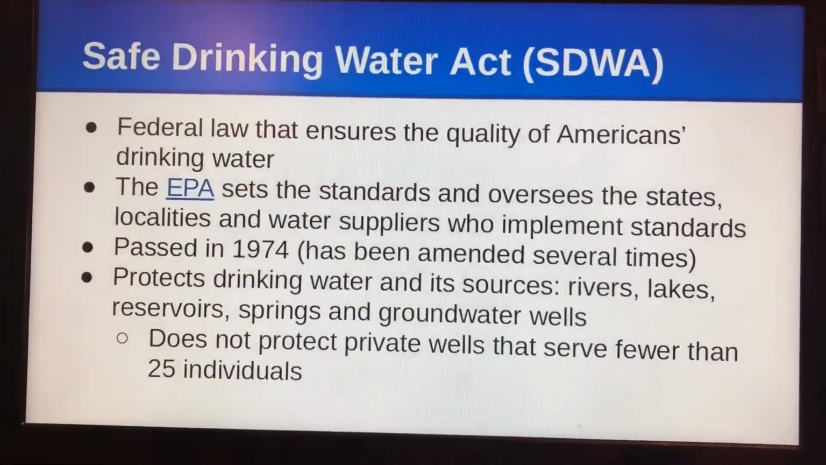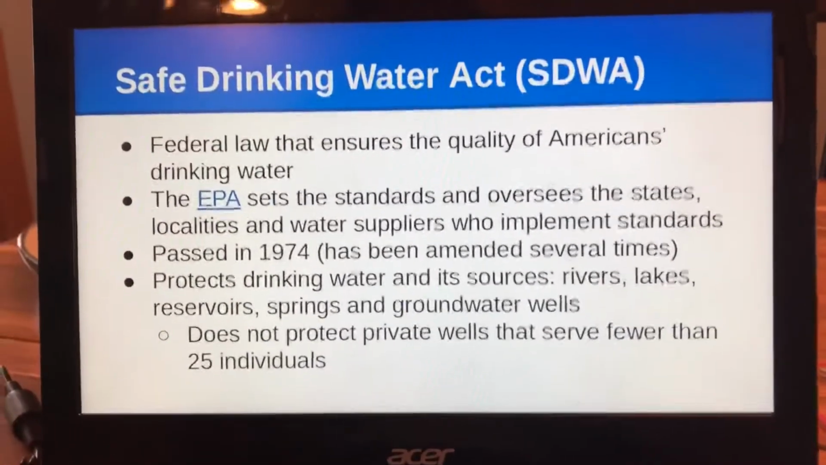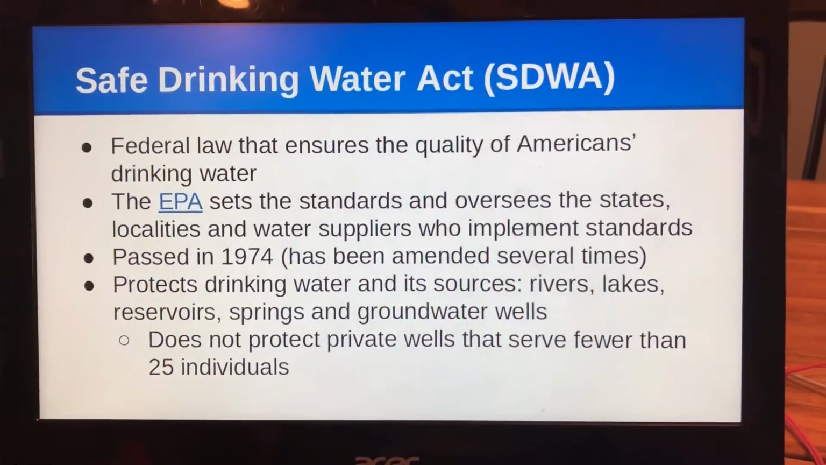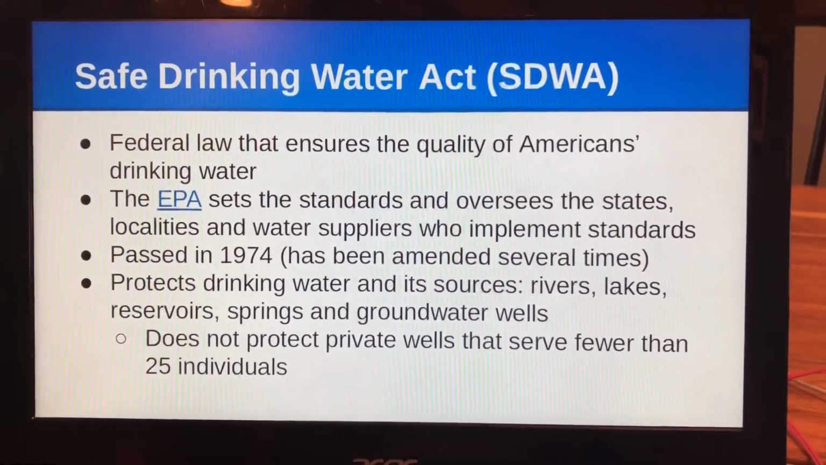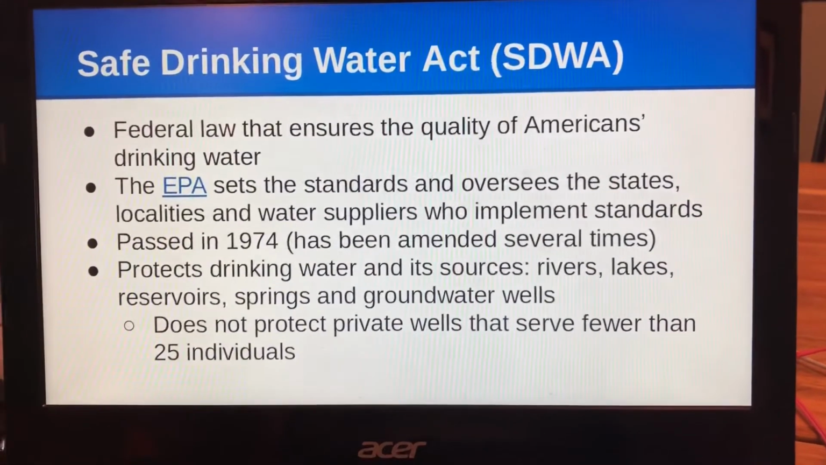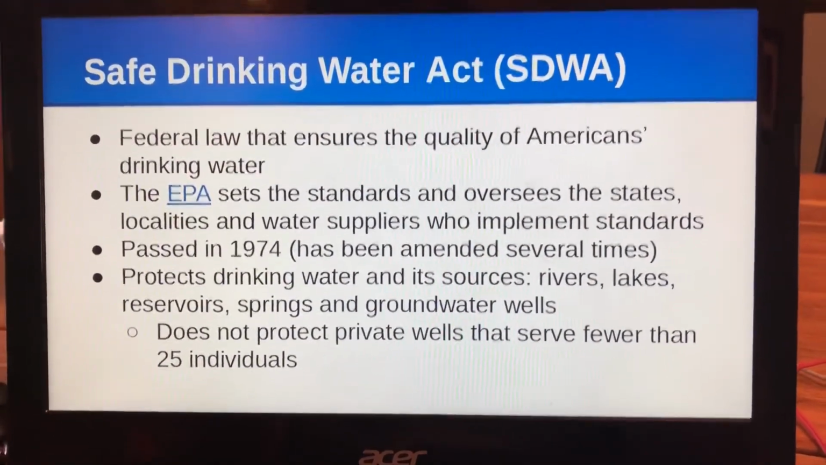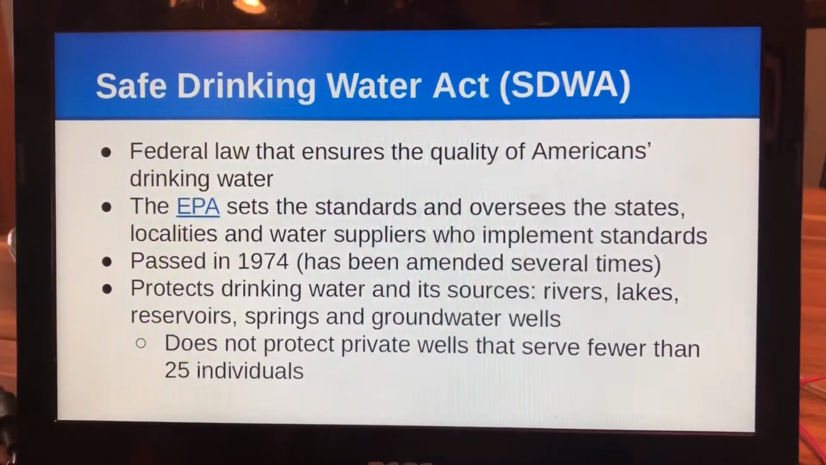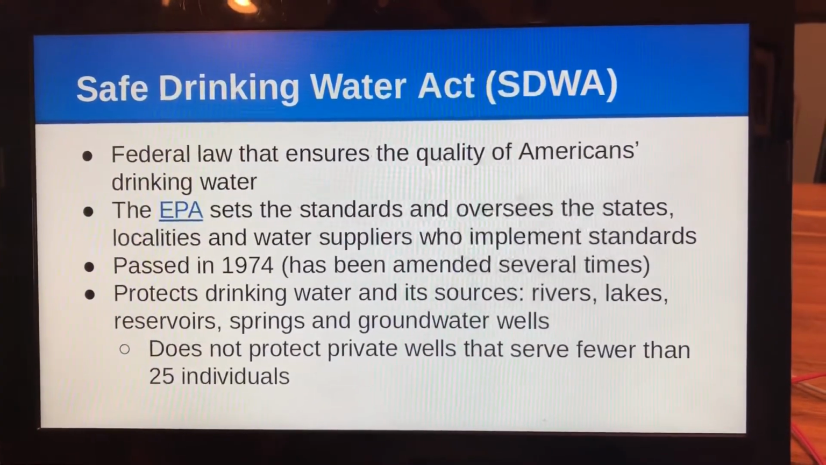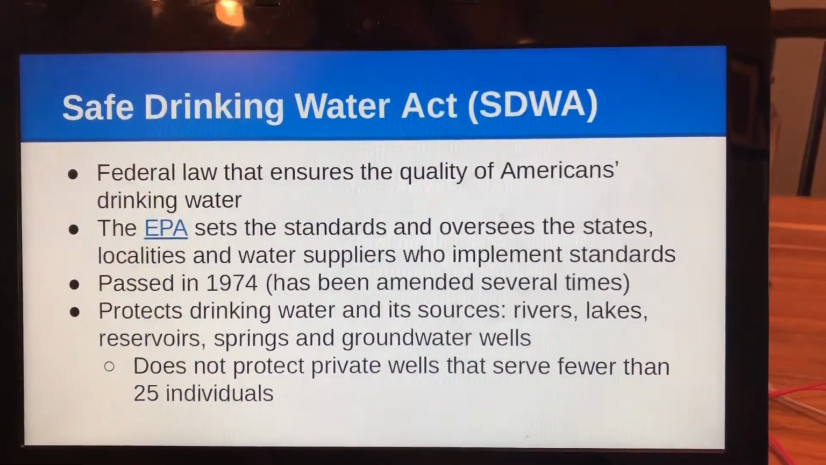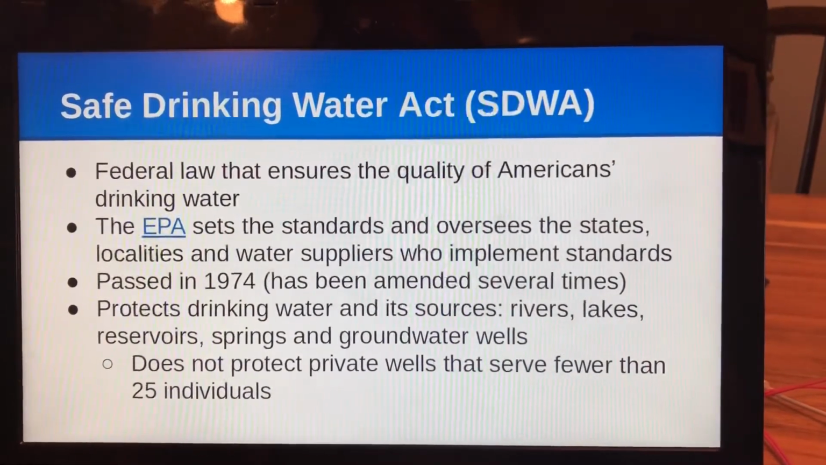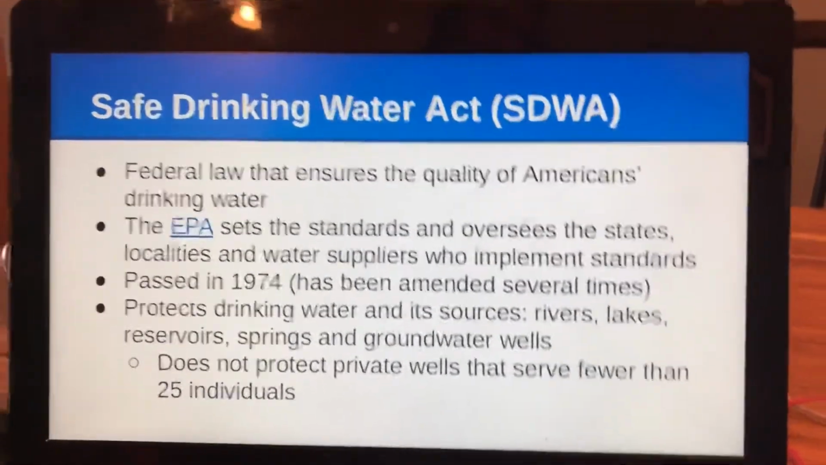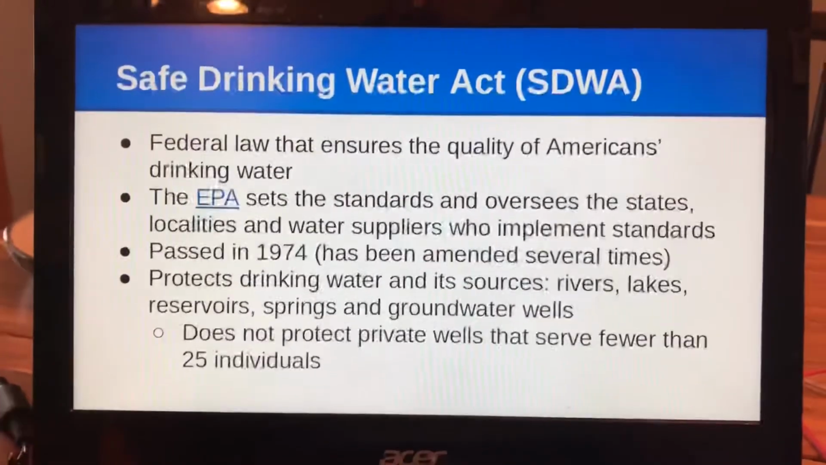Back in 1974, Congress passed something called the Safe Drinking Water Act, and it was signed into law. This is a federal law that ensures the quality of Americans' drinking water. Now, unfortunately, since the 1970s, this law has been amended and weakened many times over the course of the last 50 years or so. So there have been a lot of companies that have gotten away with poisoning well water, they've poisoned groundwater, and so unfortunately this is not as strict a law as it probably should be.